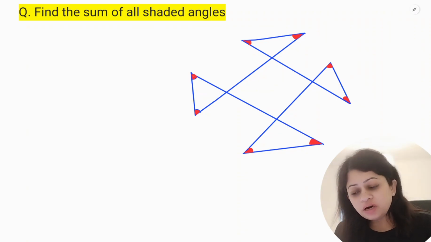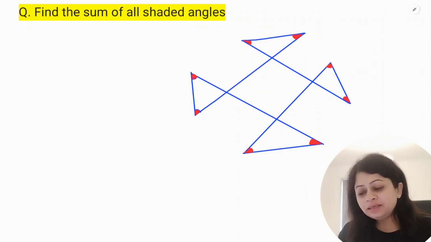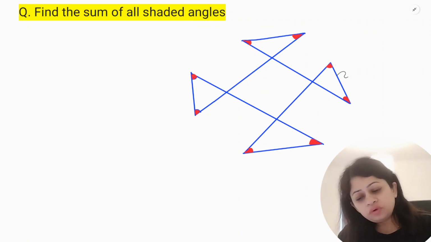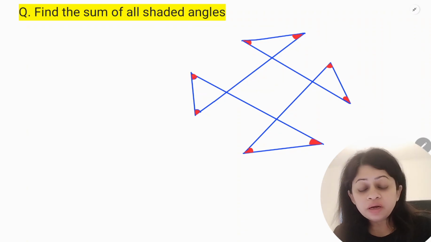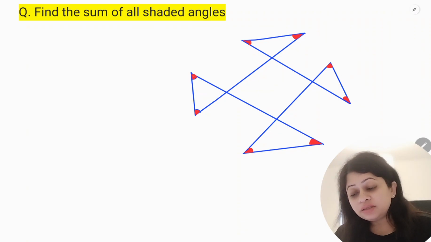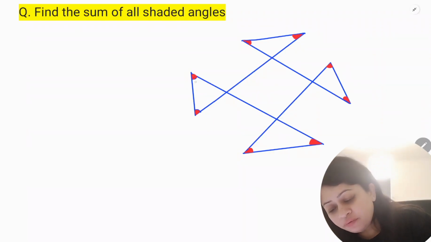So today I have a question from the Swedish Kangaroo Test. What are they asking? They are telling us that we have this shape. We are given this figure and we need to find the sum of all shaded angles, right? Like this angle, whatever the red angles you have, you need to find the sum of all these angles.